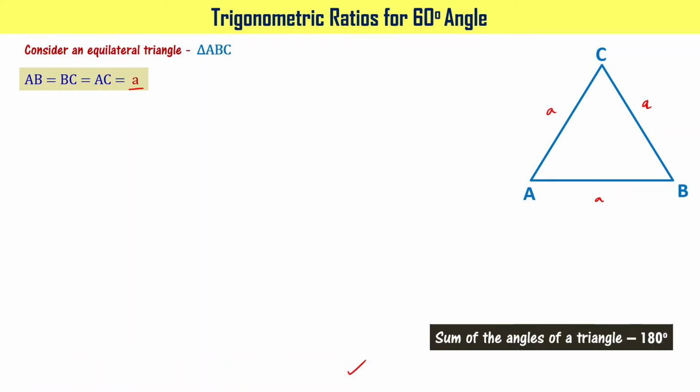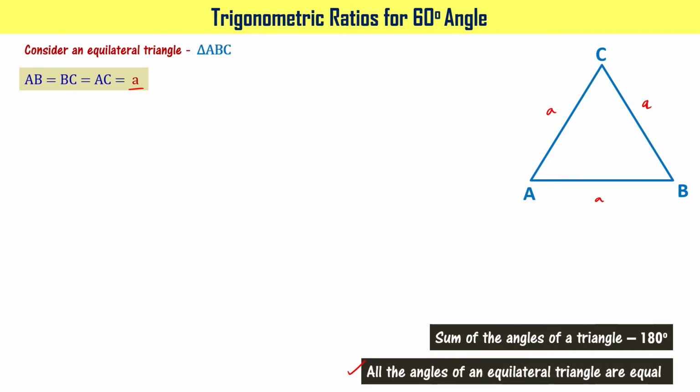We know that the sum of the angles of a triangle is 180 degrees, right? In an equilateral triangle, all the angles are going to be equal. It means angle A plus angle B plus angle C equal to 180 degrees. That's what the sum of the angles is saying. And since all the angles are the same, it means 3A is equal to 180 degrees. A equal to 180 degrees by 3, that is equal to 60 degrees, right? Angle A is going to be 60 degrees, angle B is going to be 60 degrees, and angle C is also going to be 60 degrees, right?